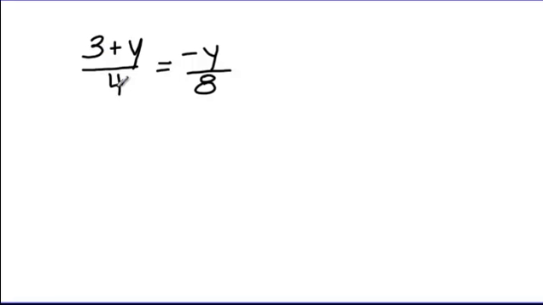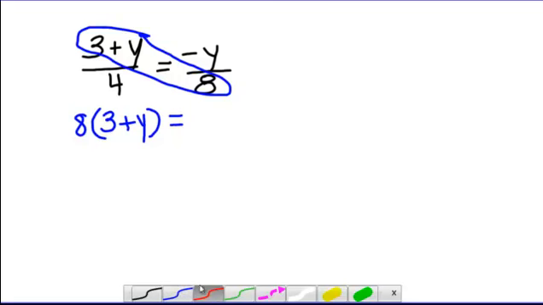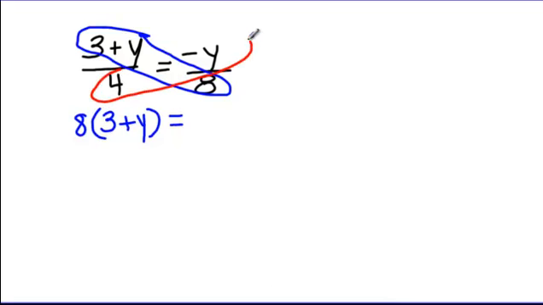3 plus y divided by 4 is equal to a negative y divided by 8. Now this one's a little different, but we're still going to follow the same rules to solve it. You see I have two ratios, and we had talked about ratios earlier. We know that we can cross multiply to solve these, right? So this right here will give me 8 times the sum of 3 and y is equal to, the other side is going to give me 4 times the negative y.